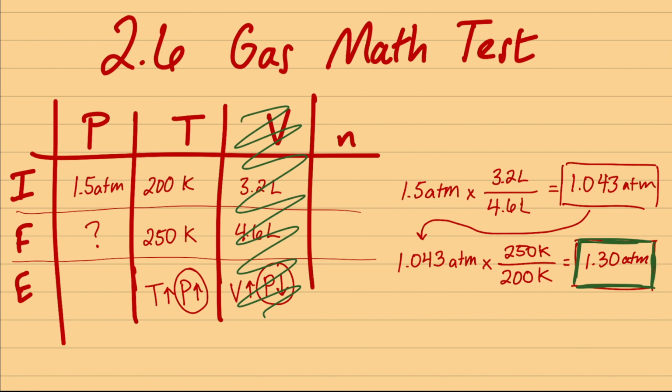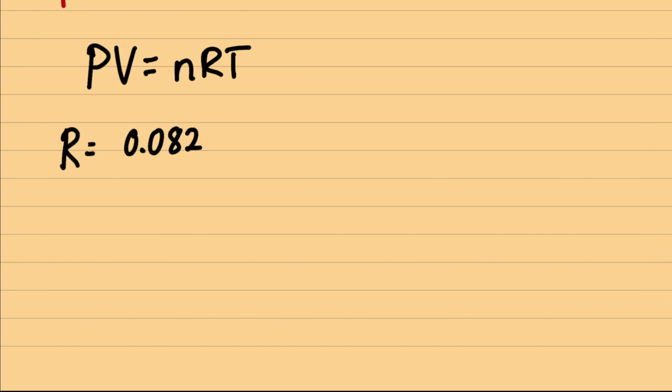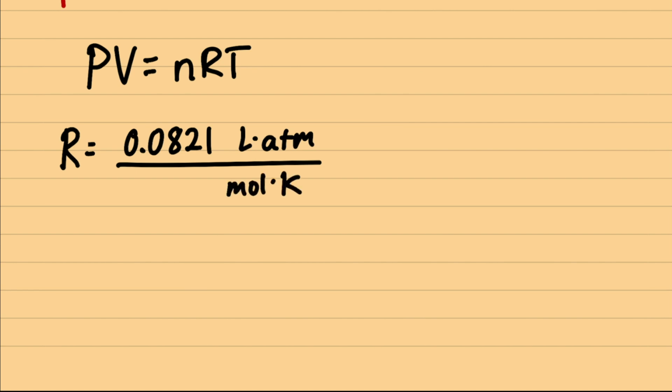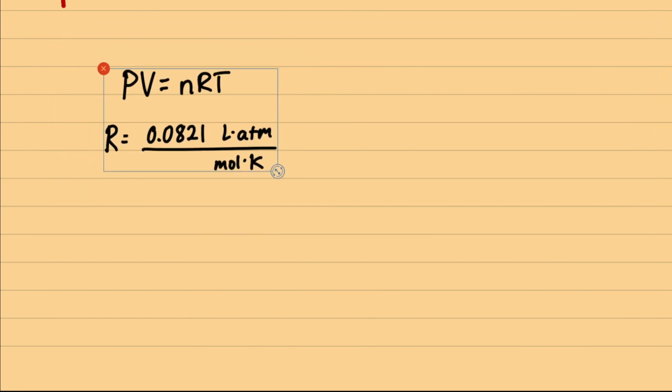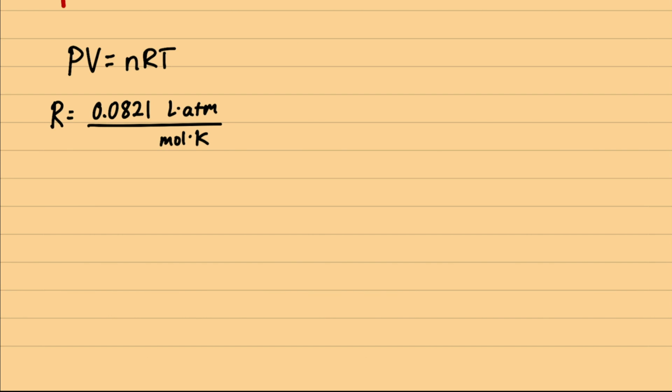Okay, now that we've done two PTVN table problems, let's do an ideal gas law one. So remember, ideal gas law, this is the one where we have PV equals nRT, where R is always the same. R is always 0.0821 liters times atmospheres divided by moles times Kelvin. Let's take this whole thing, and I'm going to shrink that down. There we go.